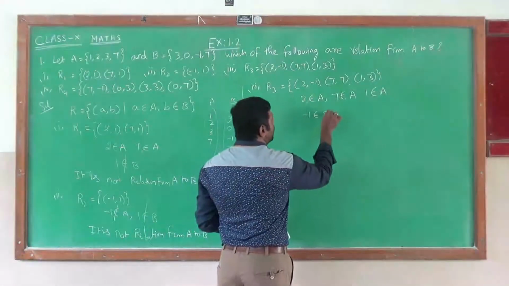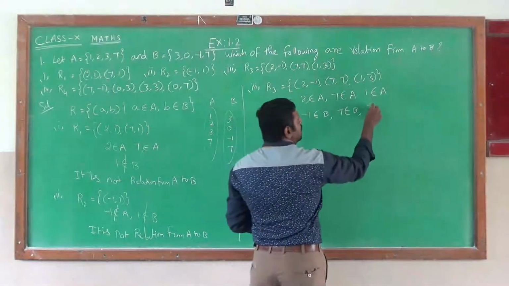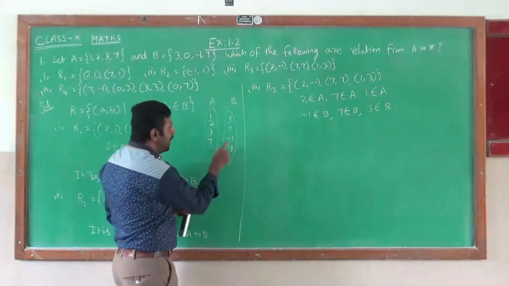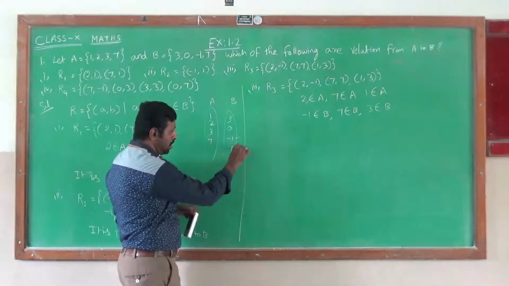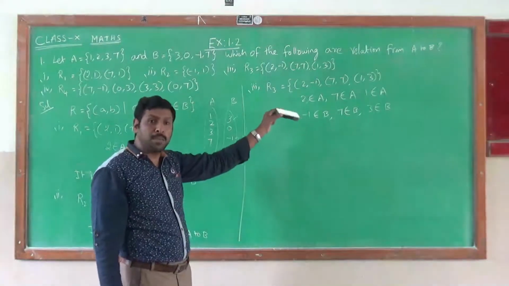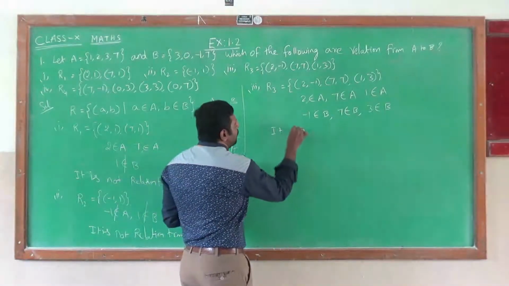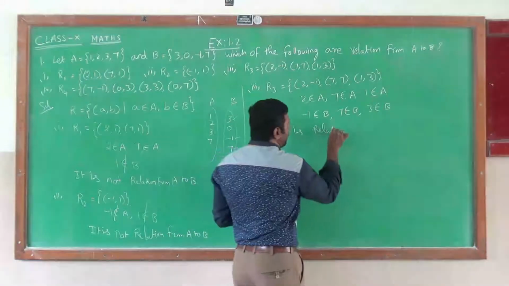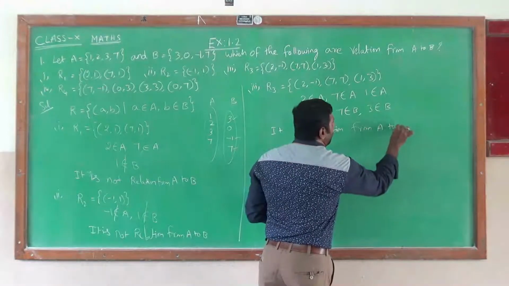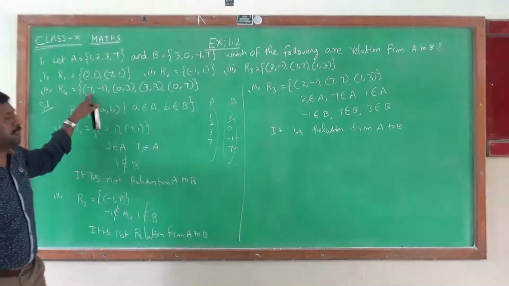Now come to the second one. Minus 1 belongs to B, and 7 belongs to B. Here 3 belongs to set B. The second elements, right? Now see, minus 1 is here, 7 is also here, and the last number 3 is also here. So it is a subset of the Cartesian product A cross B. So it is a relation from A to B. Right? Let's see the fourth Roman number, given as (7, 1).